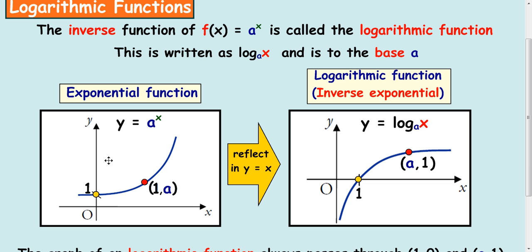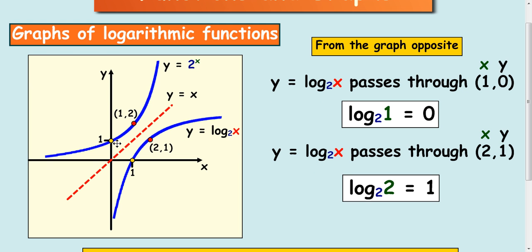What does the graph look like? Well, the graph of logarithmic functions are the inverse of exponential functions, the exact opposite. So an exponential function always goes through 0, 1, and goes through 1, a, the base. So the inverse of this type of function is a reflection in y equals x. And it's easier to see in the next screen. You reflect in y equals x and you get your logarithmic function.